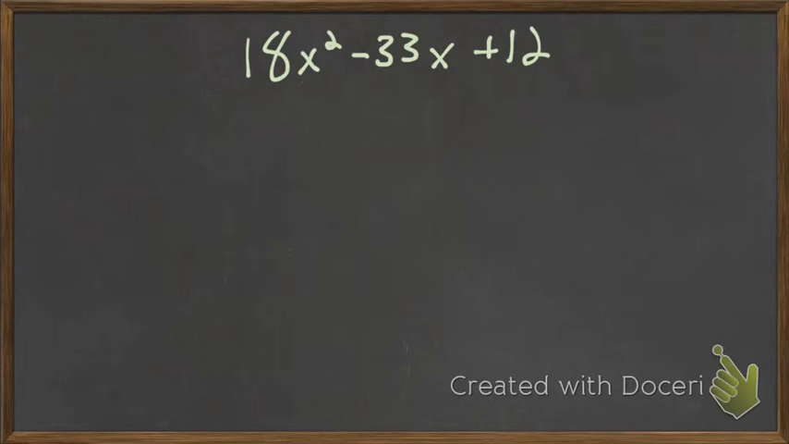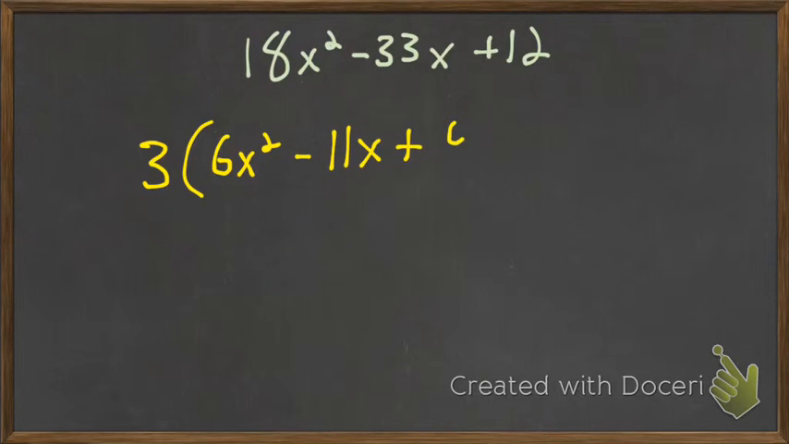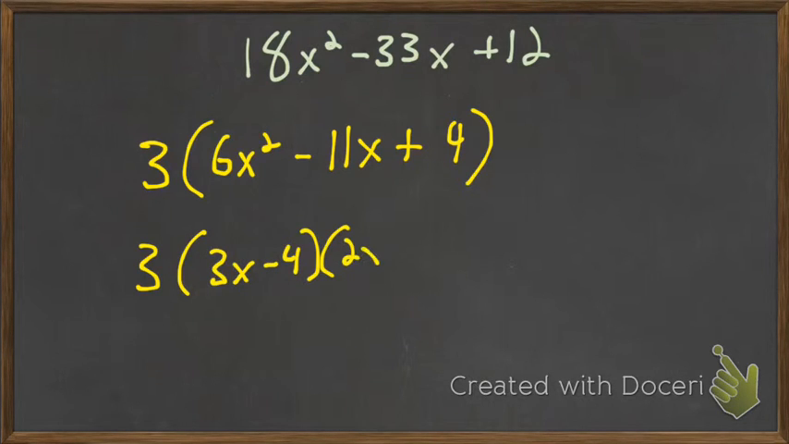It's all divisible by 3. They're all divisible by 3, right? So let's pull a 3 out. That would give me 3 times 6x squared minus 11x plus 4. All right, and now I could factor that, which in the end would give you 3x minus 4 and 2x minus 1.